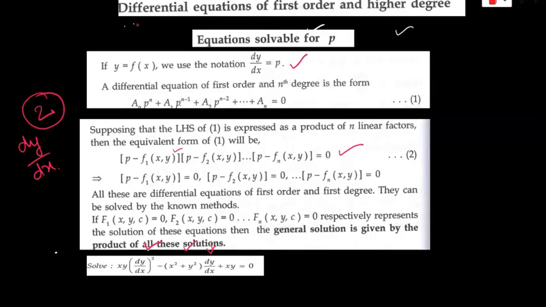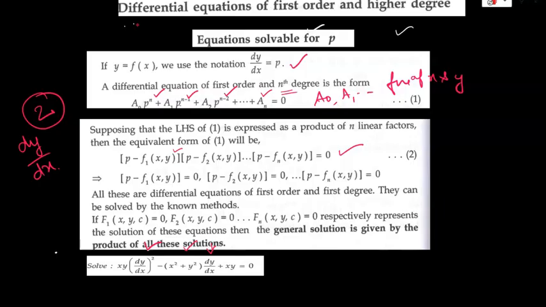And if you see a differential equation of order one and nth degree, because it could be 2 or more than 2, we have a naught p power n plus a1 p power n minus 1, a2 p power n minus 2, and so on, plus an. These a naught, a1, etc. are not constants. They are functions of x and y.